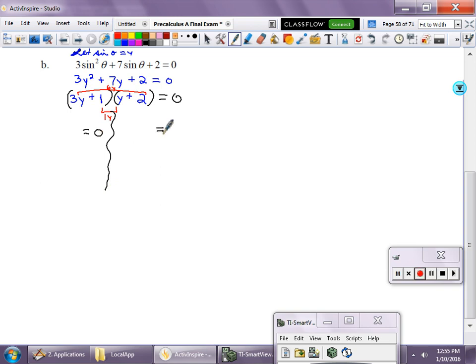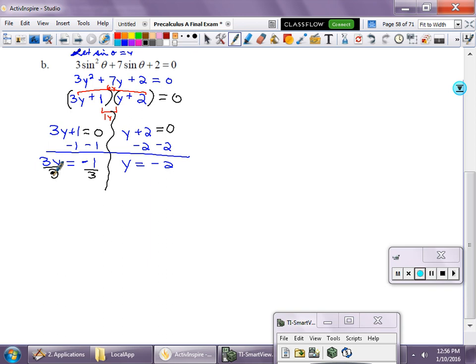I like the color to show the new step. So 3y plus 1 equals 0, and y plus 2 equals 0. Subtract 1 on both sides. This one is subtract 2, and we get 3y equals negative 1, and this is y equals negative 2. Divide by 3 on both sides.